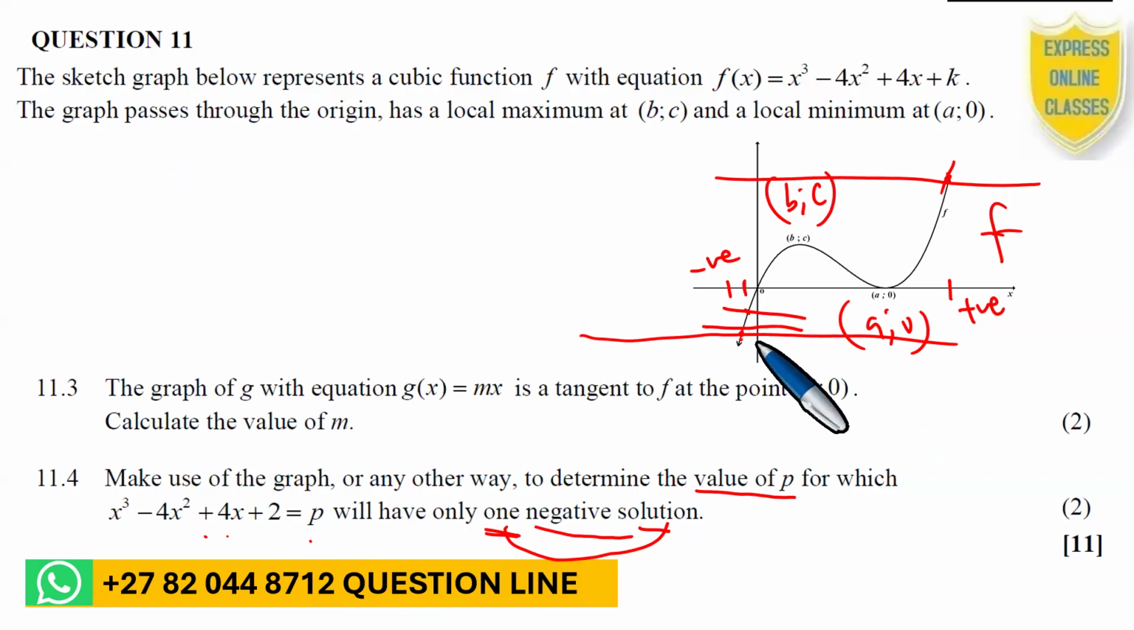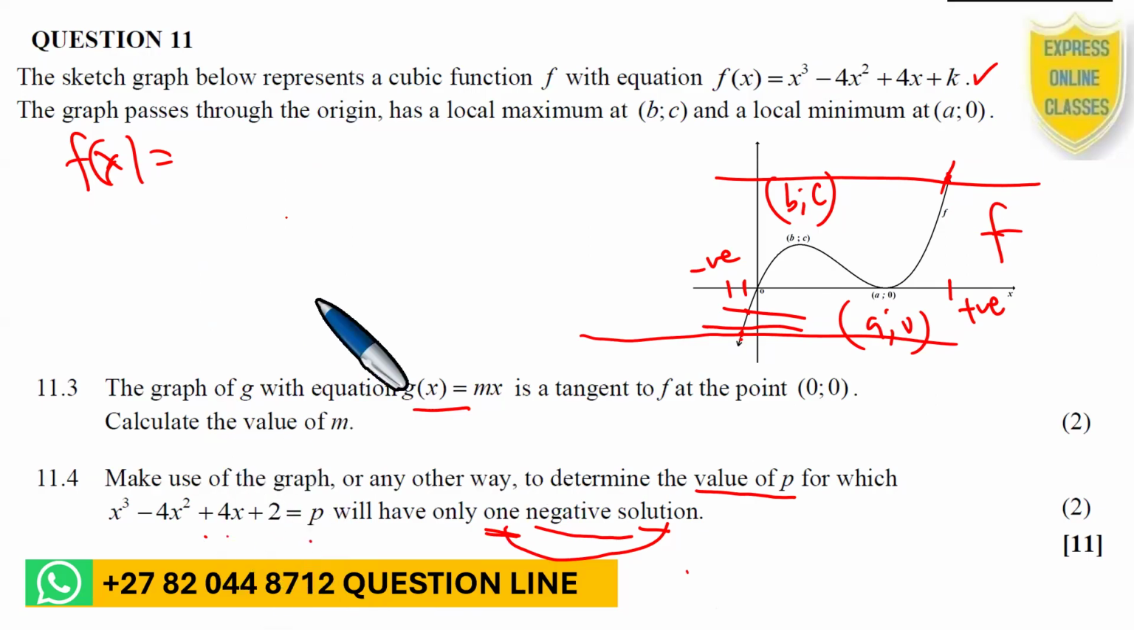Right, so we continue. By one solution, we mean one point of intersection. Here, there's one point of intersection if you draw a horizontal line like this. So what you need to do now is to look at the given graph, which is f of x. So we don't consider g of x equals mx. We're done with it.